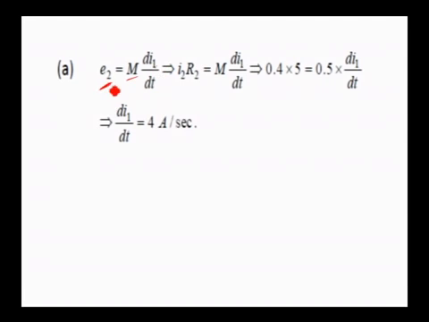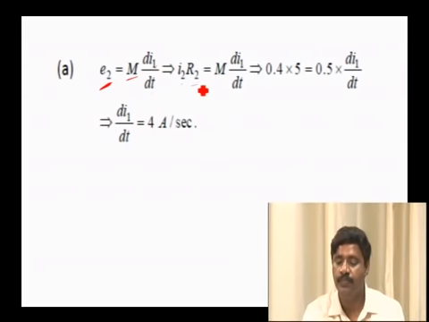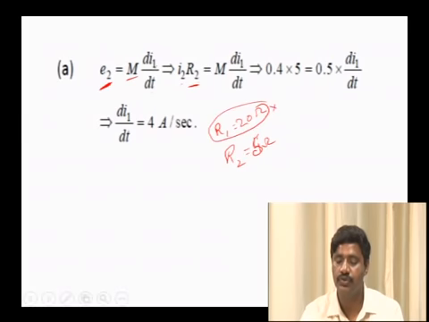What is the induced EMF? It is the product of current and resistance, I2 R2. We should consider the resistance of only the second coil, which is 5 ohm. The resistance of the first coil is 20 ohm, but this is not used because we are finding the current change in the first coil when we get the current in the second coil.